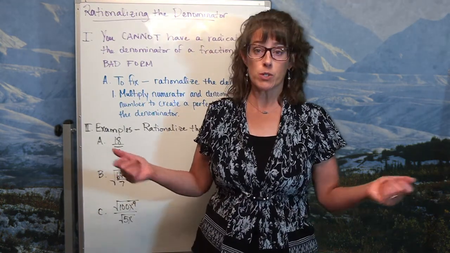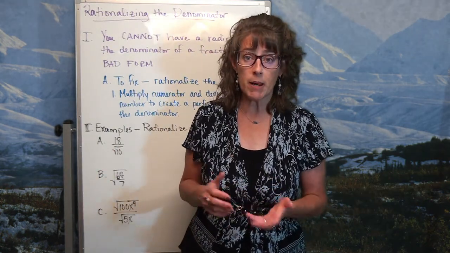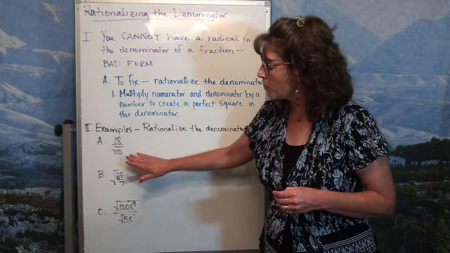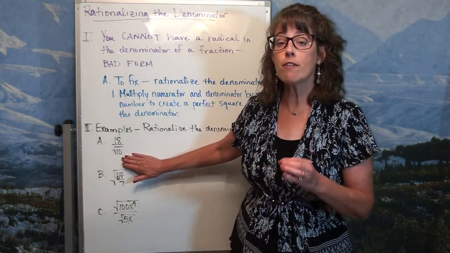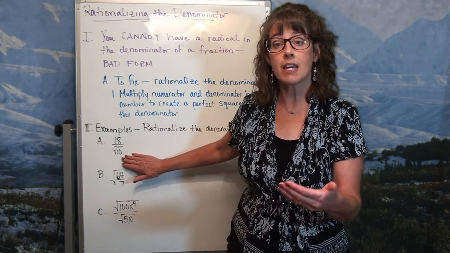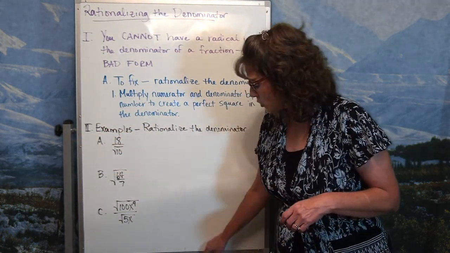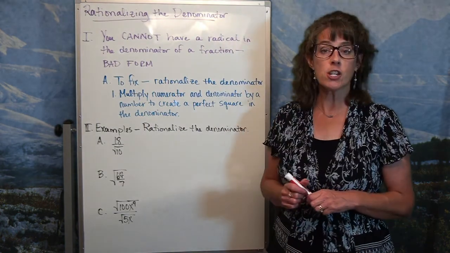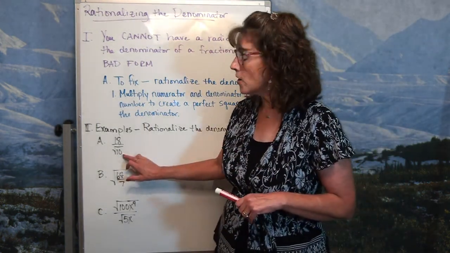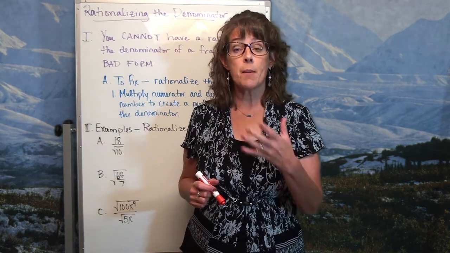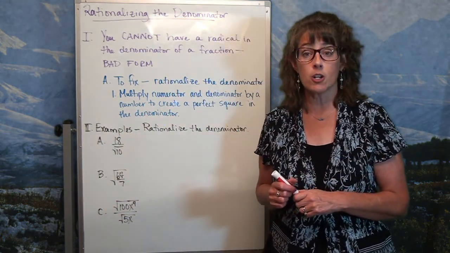100 is a perfect square. What's the square root of 100? What would you multiply by itself to create 100? 10. So the idea is I need a perfect square in the denominator of that fraction so that I can take its square root and get rid of that radical. So let's take a look at these 3 examples. In each of them we're going to rationalize that denominator because, as you can see here, I've got a radical in the denominator. Not cool at all. I'm going to get rid of it by rationalizing that denominator.